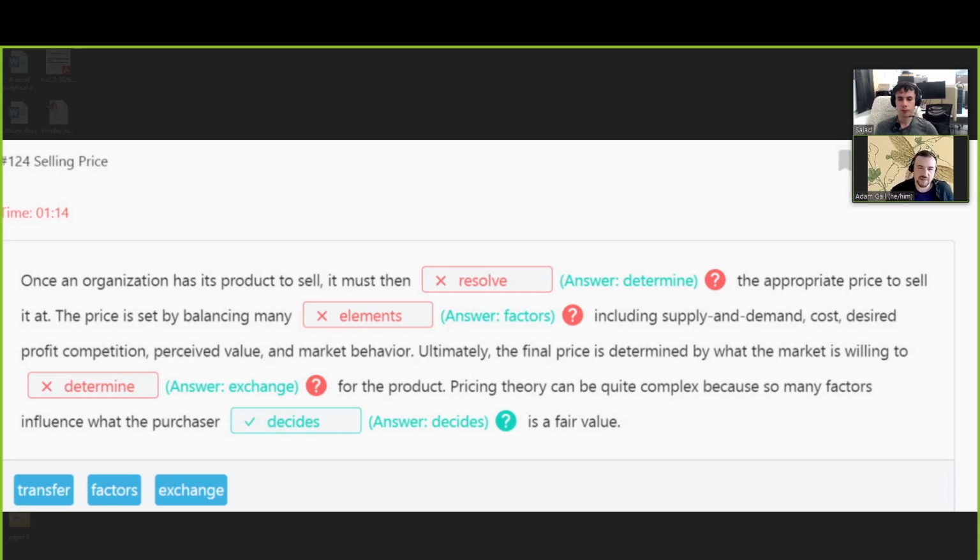deciding on something. If it's something that's being balanced, it's usually not elements that are balanced. Elements can be used or combined. I'm not sure exactly how to explain that. If elements were the only option here, I would say that's fine. But the fact that factors is there, it's just slightly better.